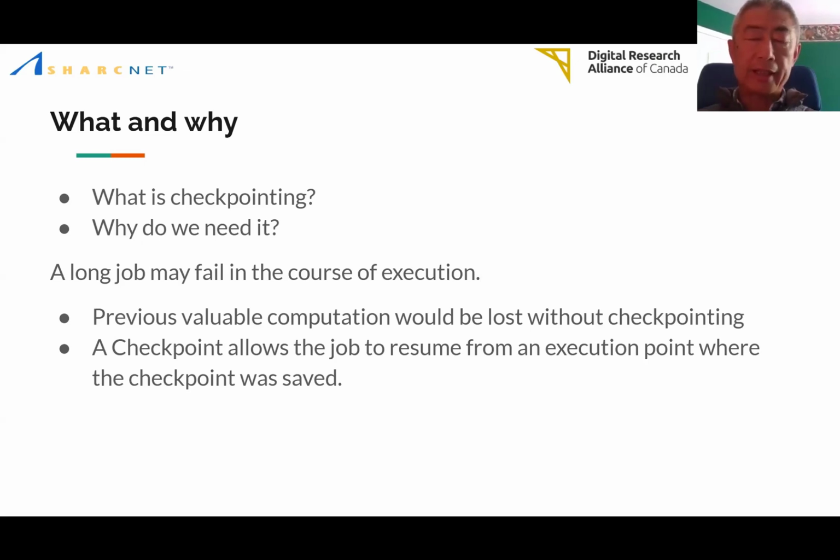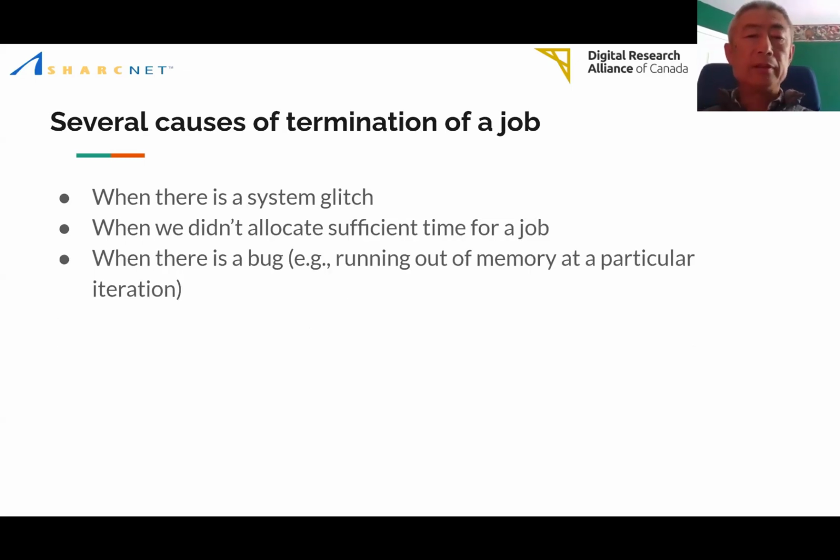A checkpoint is a snapshot of the job status at a certain point of the execution process, so that later on you can resume from a checkpoint. So you don't have to resume from the very beginning. That's the idea. There are multiple reasons that could trigger termination of a job. Either there's a system glitch, or you didn't request sufficient time for your job, or there's a bug and whatever. There are always various reasons that could cause the early abortion of your job execution.